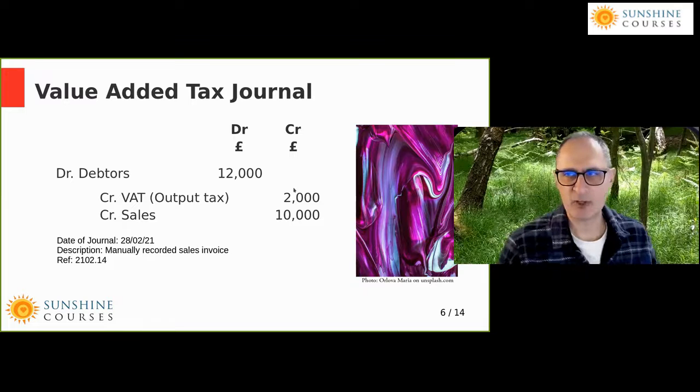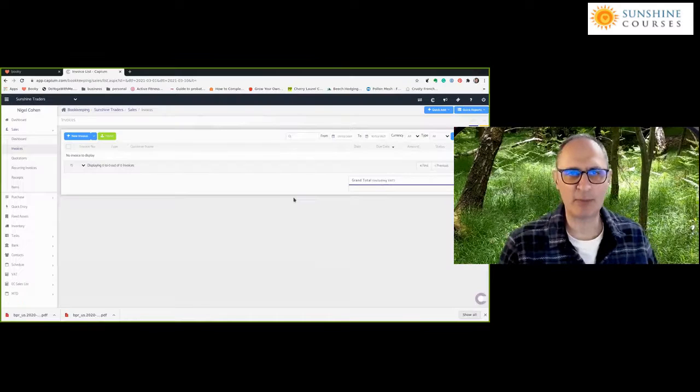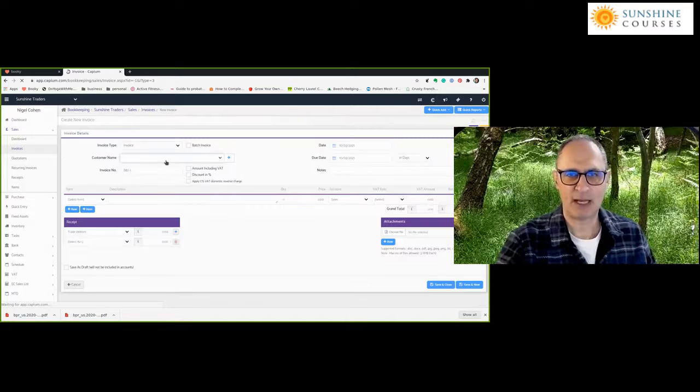I'm using the accounting system Capium, but lots of other accounting systems are equally appropriate, and they all work pretty well in the same way. A lot of the work is done for you, and all I want you to understand is why and how it works. So I'm going to create a sales invoice, and I'm going to sell it to ABC Limited.